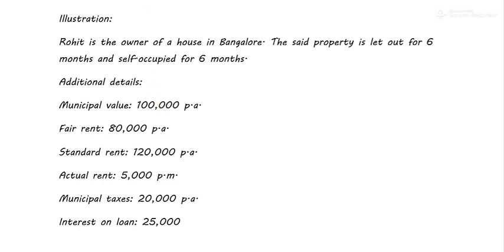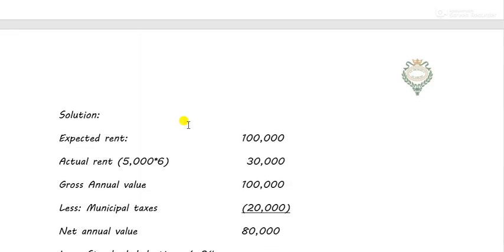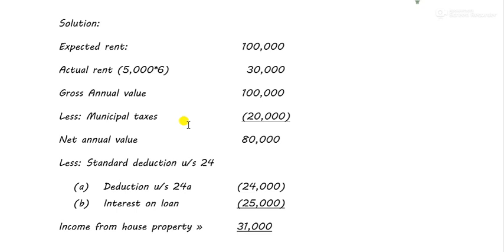In time wise division, what happens? We do not divide anything. We take it for the whole year. In area wise division we do that. Okay, coming to the sum of time wise division, they have given us everything, so I've just made the solution in a rough format, not in a complete computation of income from house property format.